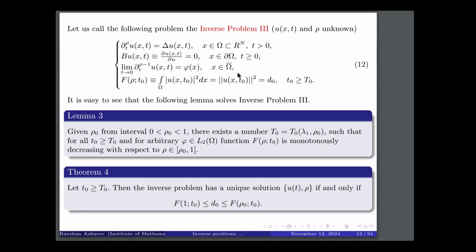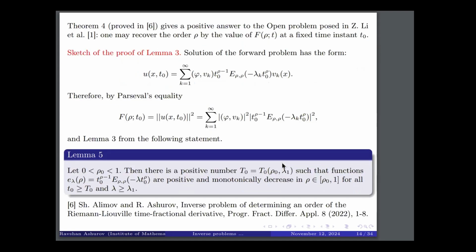In fact, the solution of this inverse problem follows from this lemma 3. Lemma 3 says that this function, as a function of rho, is a monotonically decreasing function. So once this is a monotonic function, then this equation will have only one solution if and only if d0 lies in between these two numbers. So this is the solution of this inverse problem. Now, this theorem was proved in this paper of Ashurov, which was published in 2022.